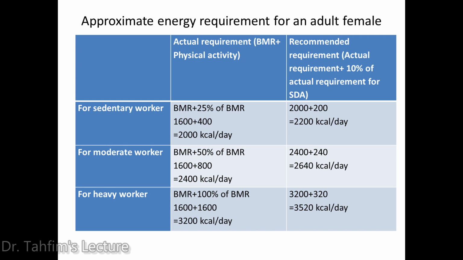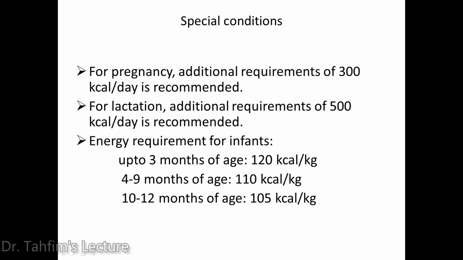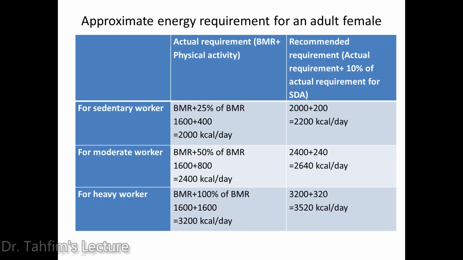Here is the approximate energy requirement for an adult female. This is the same except for the BMR of a female. Here we assume the BMR of a female is 1600 kilocalories per day, and for a sedentary worker we add BMR plus 25% of BMR for physical activity. So the actual requirement is 2000 kilocalories per day, and for the recommended requirement an extra 10% is added to the actual requirement, and that is 2200 kilocalories per day.